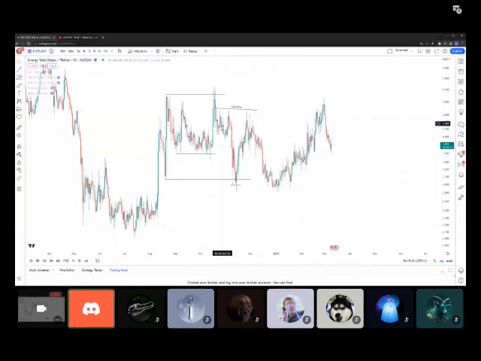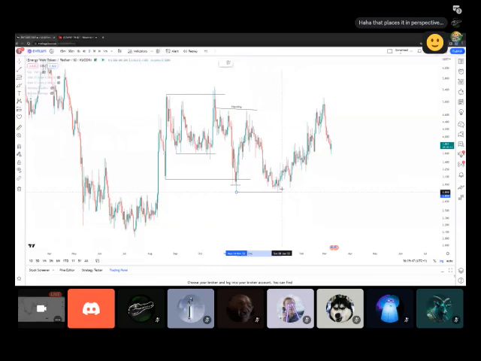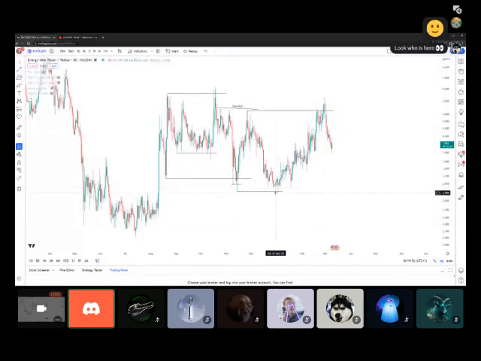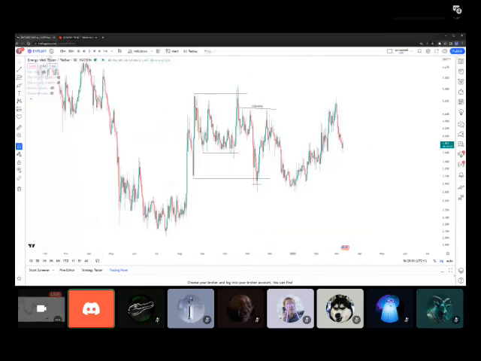And eventually the market will start looking for liquidity again. So as you can see on the downside here, we took the liquidity here. And look where price is heading once it took liquidity on this side. It went all the way towards the other side of the liquidity and took all this liquidity. This is textbook price action.